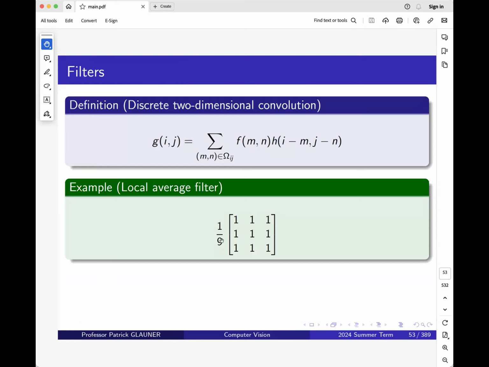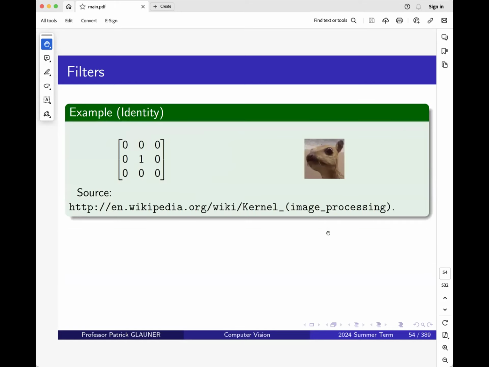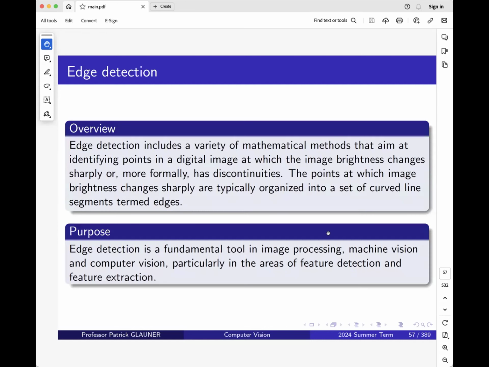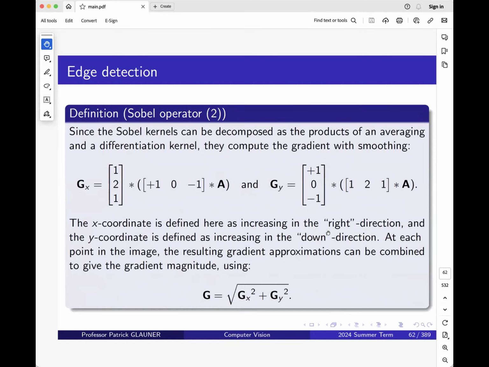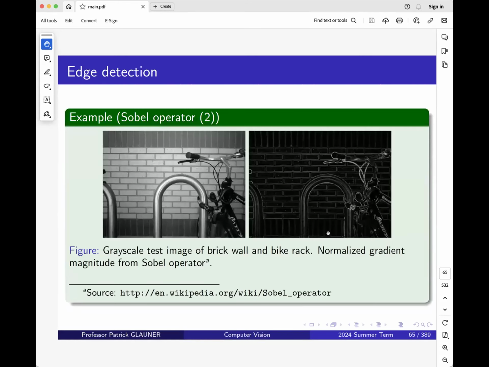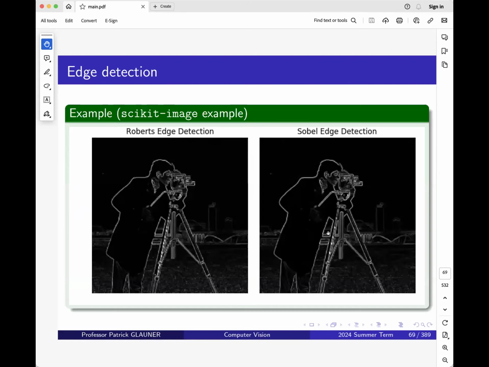And we saw a very convenient notation for these local average filters with this matrix shape. We saw various others of these filters, and we said that a filter can have other terms as well, like a mask, a convolution, whatever. We also looked into edge detection. Concretely, we saw the Sobel operator, and we saw how it works, some examples. We discussed some of its pros, but also some of its limitations. And we saw a code example.